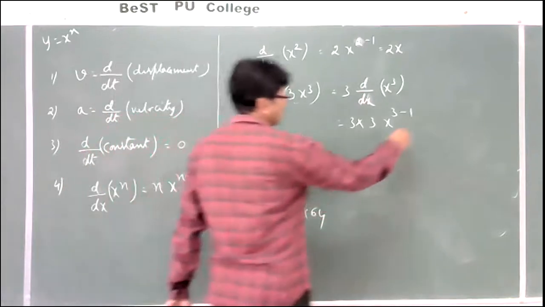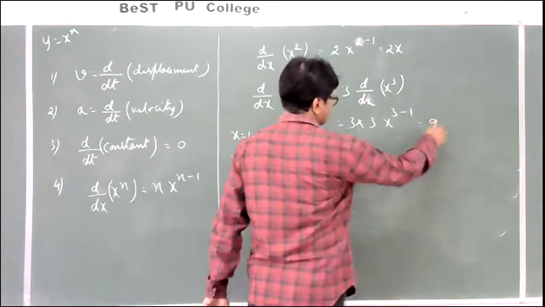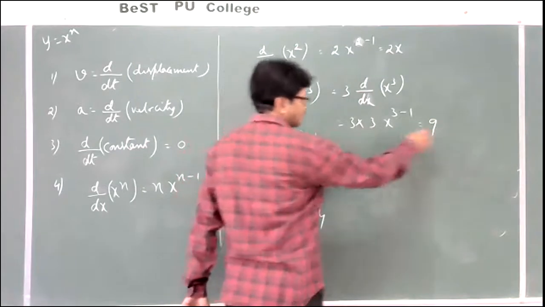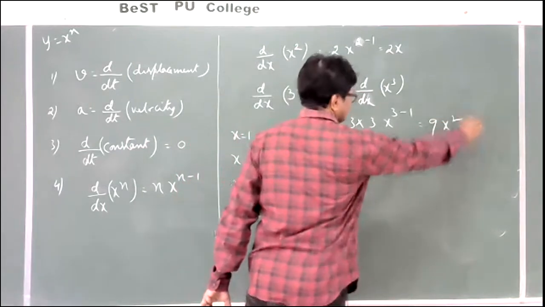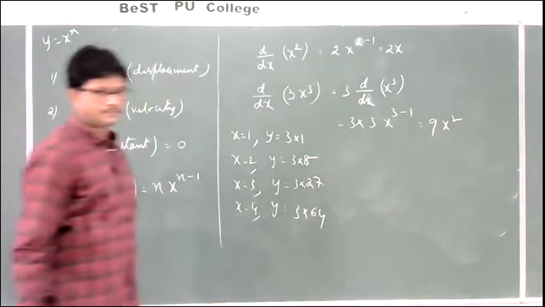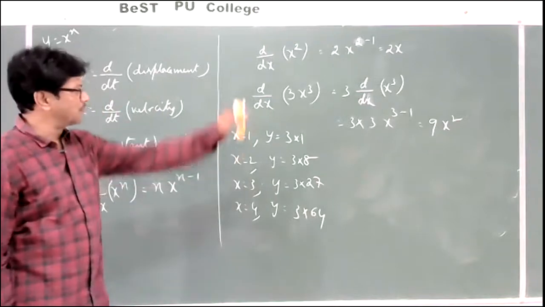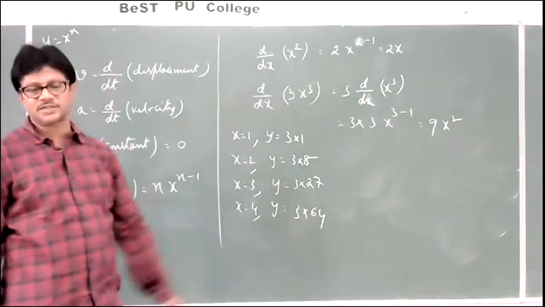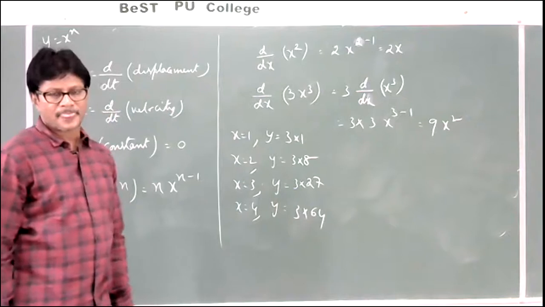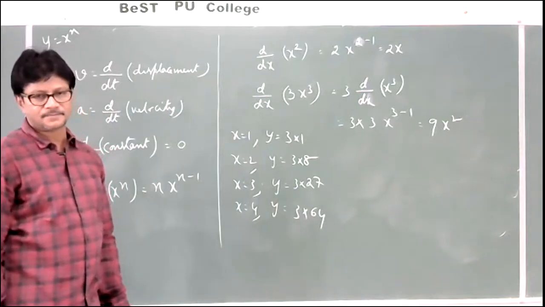Okay, now the answer is 3 3s are 9 x square. So the slope ಎಷ್ಟು ಬರ್ತದಪ್ಪ ಅಂದ್ರೆ 9x square is the slope. ಓಕೆನಾ?